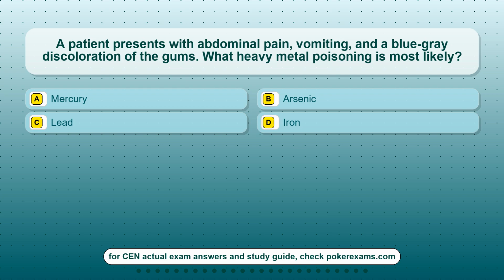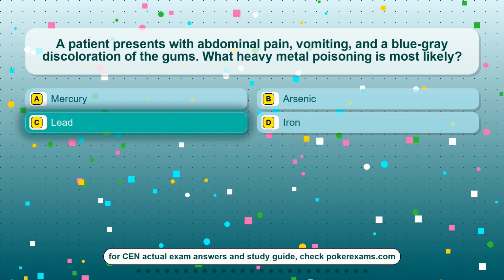Question 19. A patient presents with abdominal pain, vomiting, and a blue-gray discoloration of the gums. What heavy metal poisoning is most likely? Option A, mercury. Option B, arsenic. Option C, lead. Option D, iron.